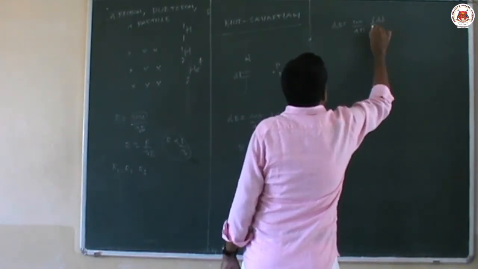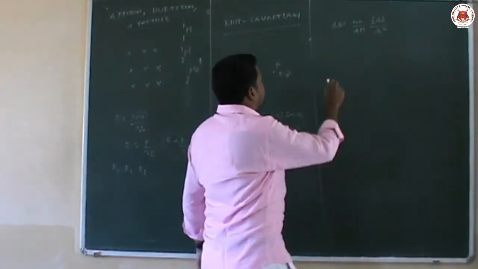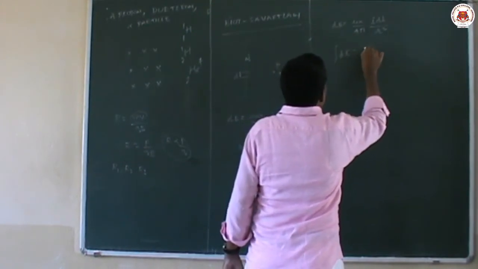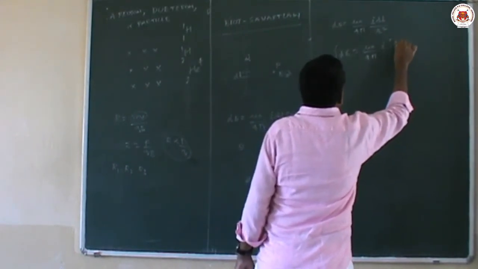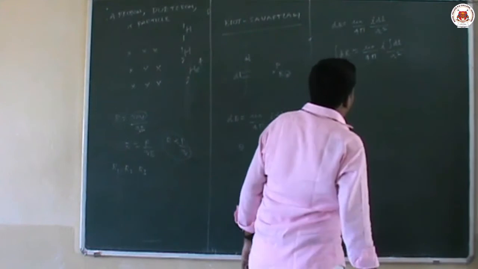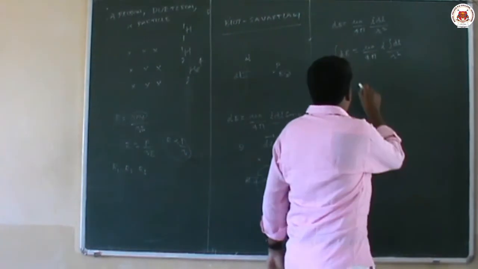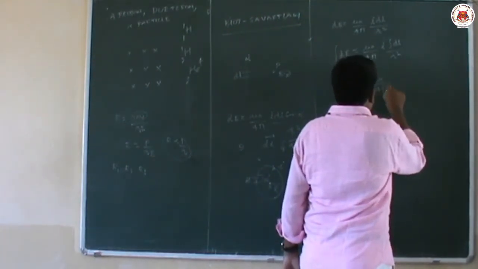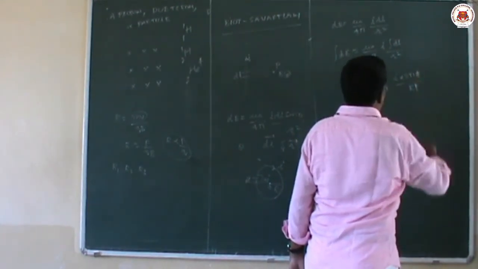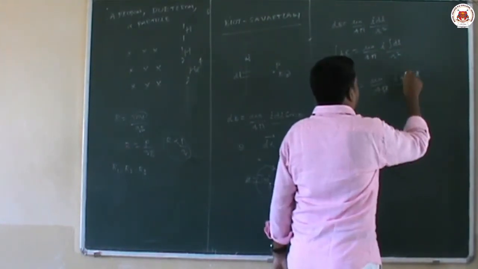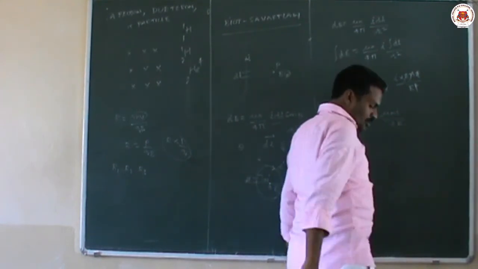If you go for integration, everything is constant except dl. Mu naught by 4 pi I, integral of dl by r square. The integral of dl is nothing but the maximum value 2 pi r. Therefore, you can write this as mu naught by 4 pi, I into 2 pi r by r square. R and r square get cancelled, and 2 pi and 4 pi, so 2 gets cancelled. It is mu naught I by 2r.